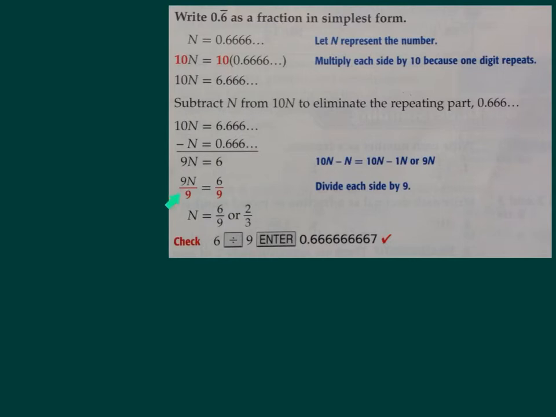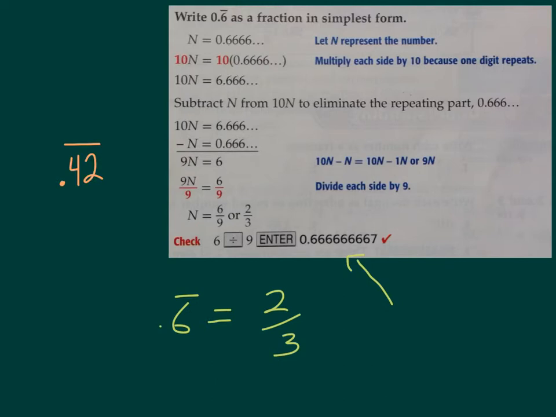The last step is to divide each side by 9. And that way, if I divide by 9, I get n by itself. So I divide 9 divided by 9, it cancels out. And I have now this divided by 9. And so I'm left with my fraction 6/9, or when I simplify that, 2/3. So the fraction for 0.6 repeating would be 2/3. And if you checked it on a calculator, this is what you would end up seeing.